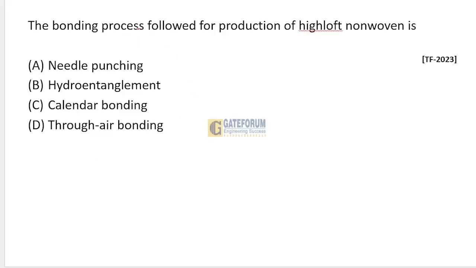That says that the bonding process followed for the production of high loft non-woven is needle punching, hydro entanglement, calendar bonding, and through air bonding. So this is the direct question. If you have read about the bonding process that is used for the production of these types of specific non-woven, it is through air bonding. What actually is it?